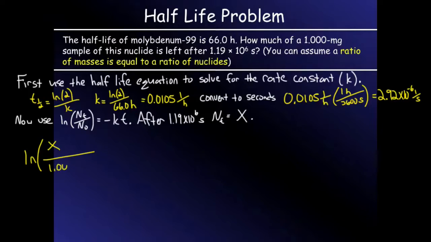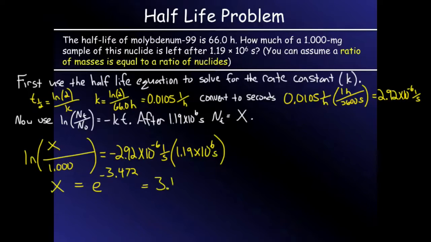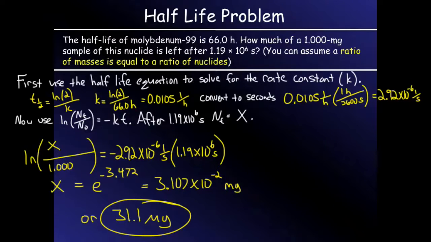Then I can simply plug in my values, having the number of radioactive nuclides, or the mass of radioactive nuclides, at time t being equal to x, and then solve for x, giving me 3.107 times 10 to the negative 2 milligrams, or 31.1 micrograms.